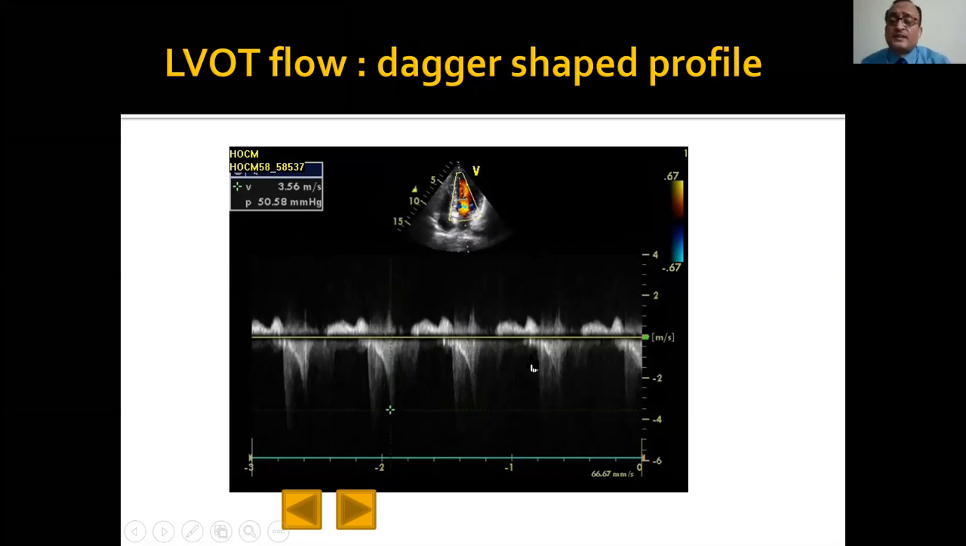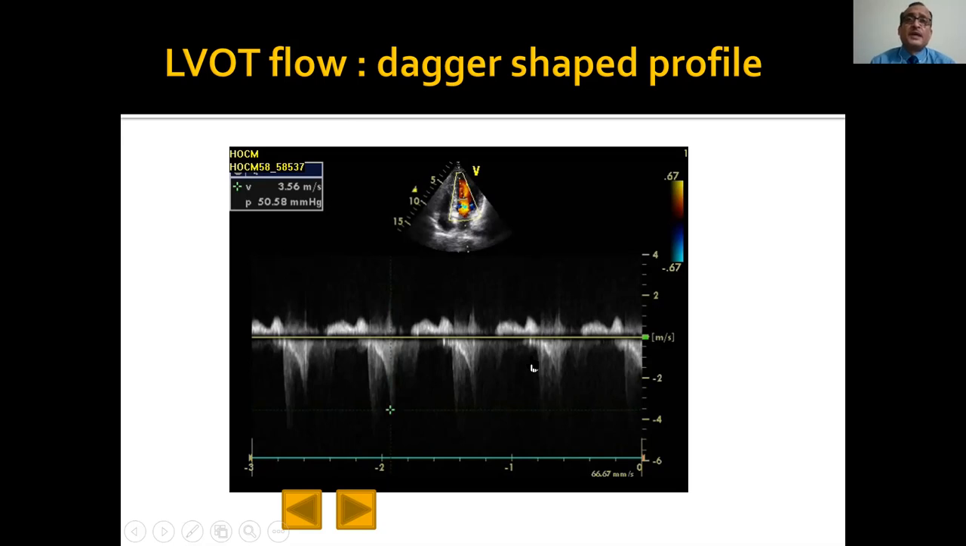Now, the question arises, why does systolic anterior motion occur? Systolic anterior motion occurs because of the Venturi effect. What is the Venturi effect? Suppose you are standing on a railway platform. They ask you not to go close to the platform when a fast moving train is coming. Why? Because the fast moving train sucks everything that lies around it. So here, the rapid outflow of blood through the narrowed left ventricular outflow tract sucks the anterior leaflet of the mitral valve and gives rise to systolic anterior motion.